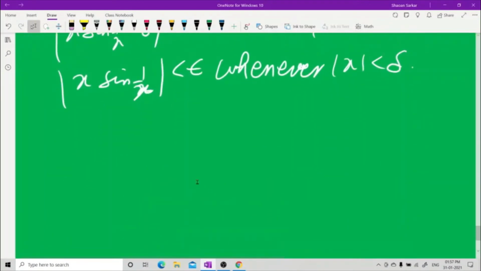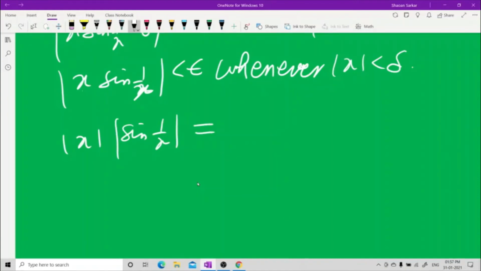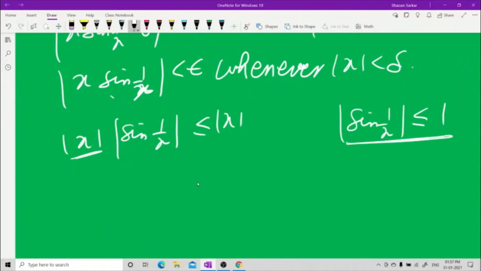Now, mod of a times b is mod a times mod b, so this is mod x times mod of sine 1 upon x. Instead of writing it this way, let me start with this. Basically, this will be less than or equal to mod x. How? I just told you mod of sine is less than or equal to 1. Now there is a mod x here, so multiply both sides by mod x.